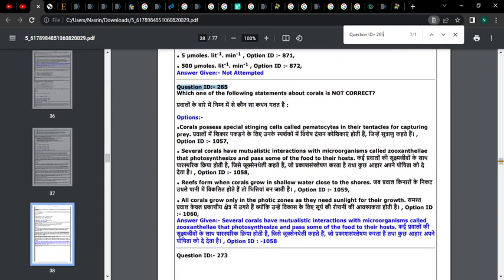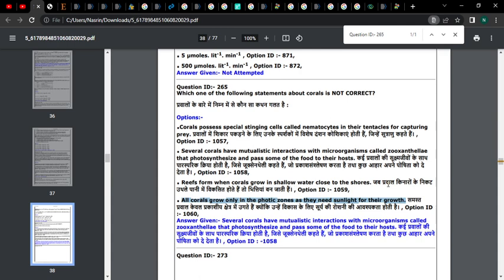Question 265: which of the following statements is not correct, they are asking. Option D, that is 1060, says all corals grow only in photic zones as they need sunlight to grow. This is absolutely a wrong, incorrect statement, because deep sea corals don't require sunlight for their growth since they are in the deep sea, whereas only the shallow water corals require sunlight.